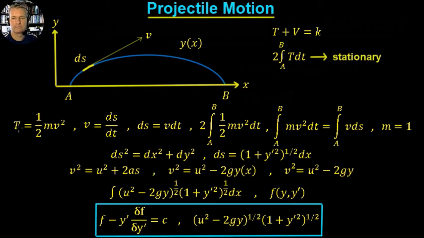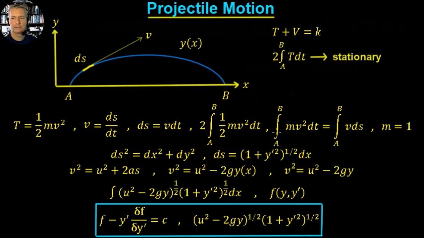Kinetic energy is given by a half m v squared. But we know the velocity here is equivalent to the rate of change of this little segment with respect to time, so it's going to be ds by dt. Therefore we can say that our small change in segment ds is equal to v dt. So putting these into our equation for the stationary action, we have 2 times the integral of the kinetic energy, which is a half m v squared, dt.